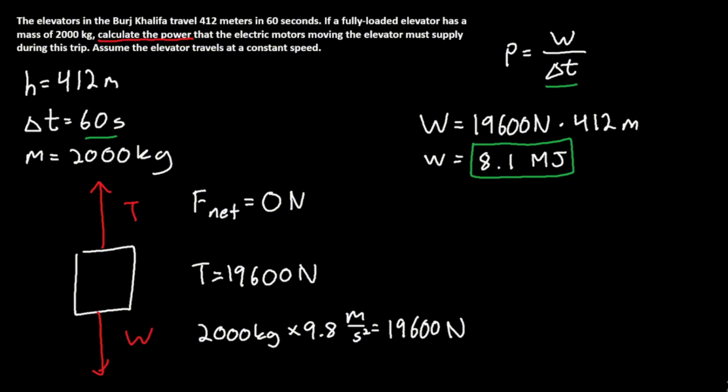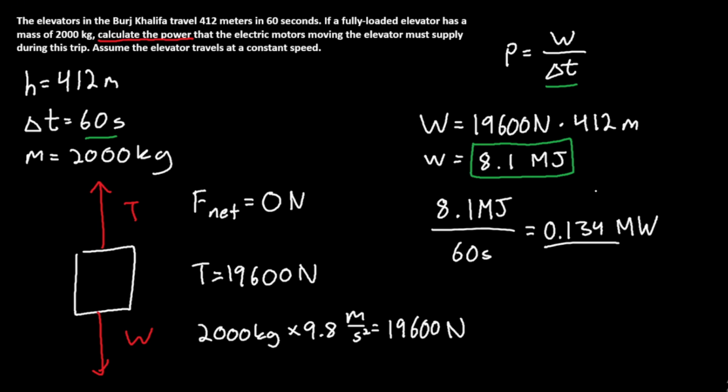And once we found the work, we can find the power. Since the formula for power is work over change in time, we just need to set that up. And once you've set up the formula for work over time, your power is equal to 0.134 megawatts, which is also approximately 134,000 watts. So your electric motors must exert a power of 134,000 watts in order to move this elevator.